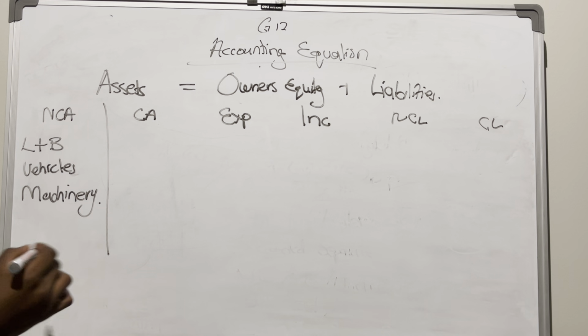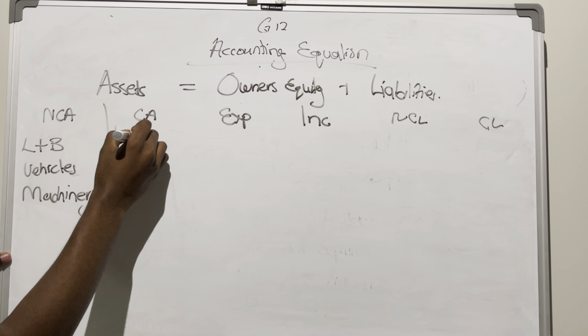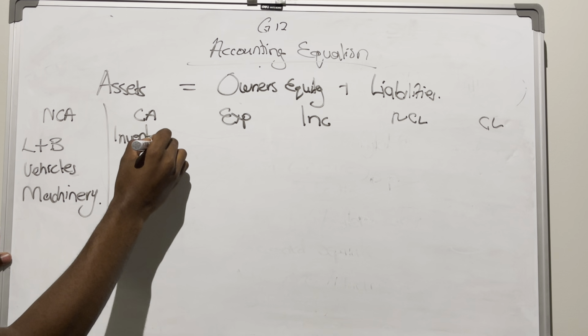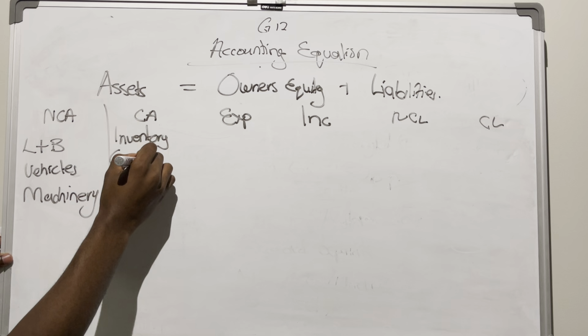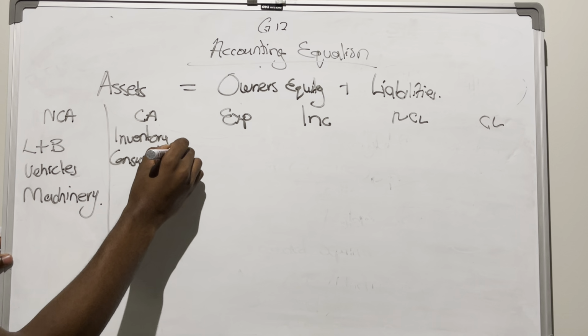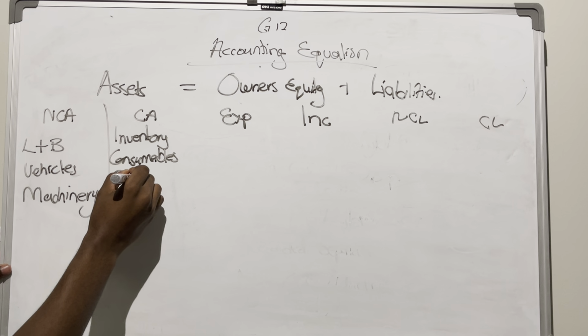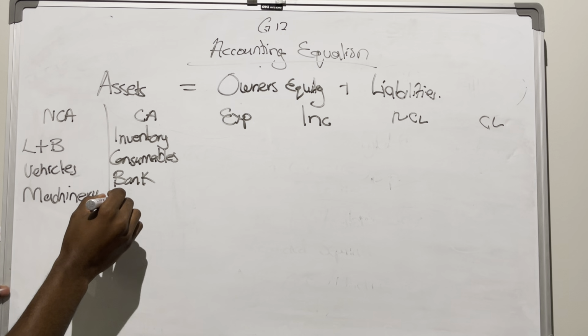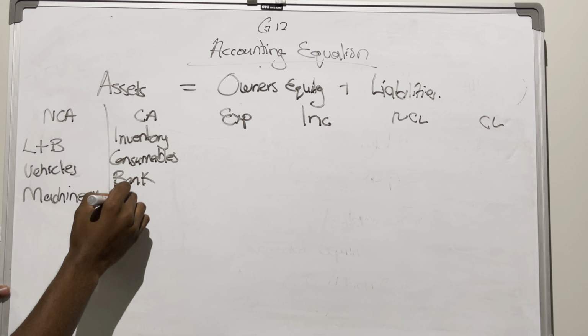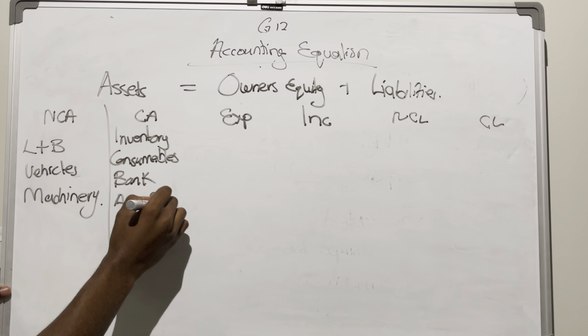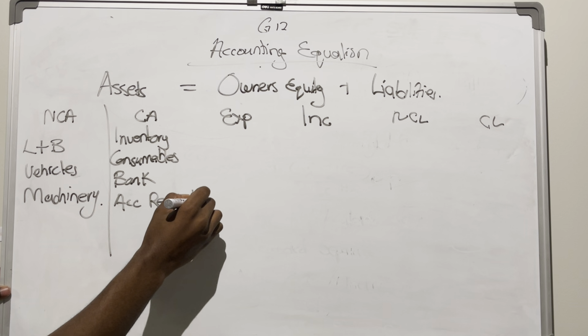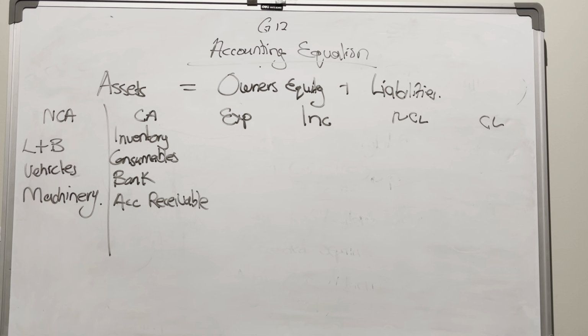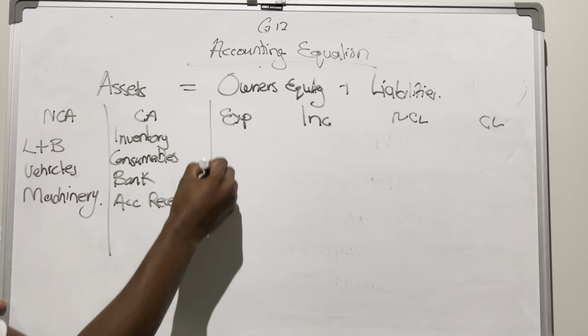Your current assets, we're going to look at your inventory, your consumables, your bank, and your accounts receivable, and I think those are the most important items that you're going to look at.